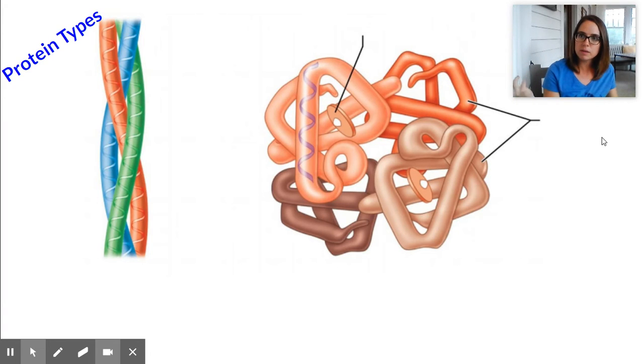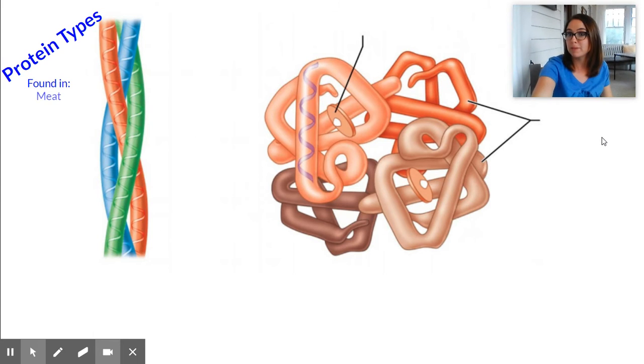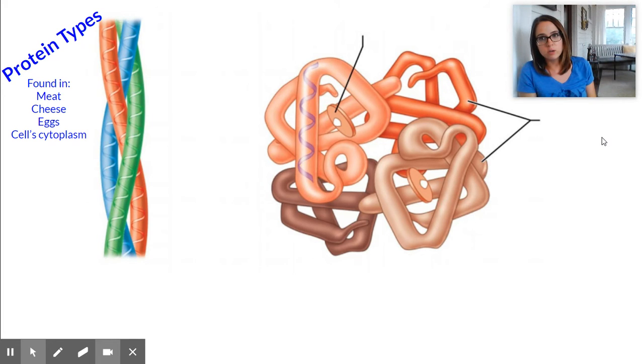But in general, let's talk about where we find proteins. You probably know foods that are high in protein. If you wanted to eat a high protein diet, you're working out, you want to make big, strong muscles, those things are typically found in meats that we eat because muscle has lots of protein in it. Cheese, the egg whites particularly, yolks are typically fat. But also inside of our cell, we find them just free floating around in our cell's cytoplasm.